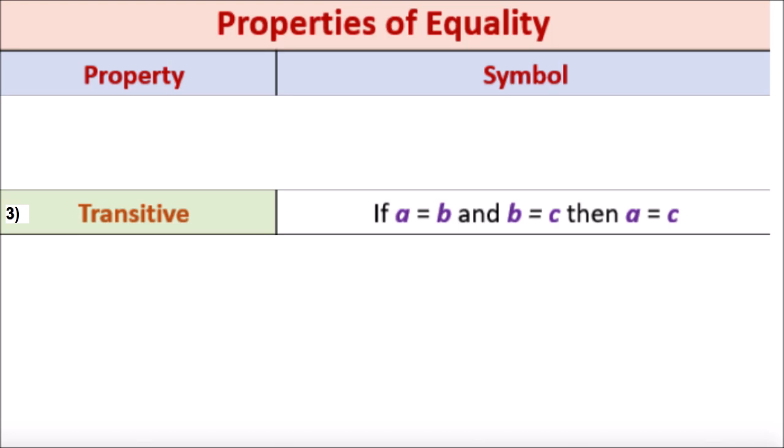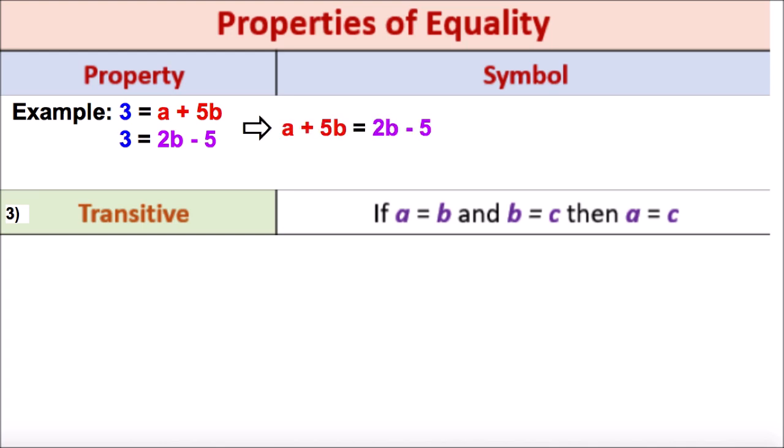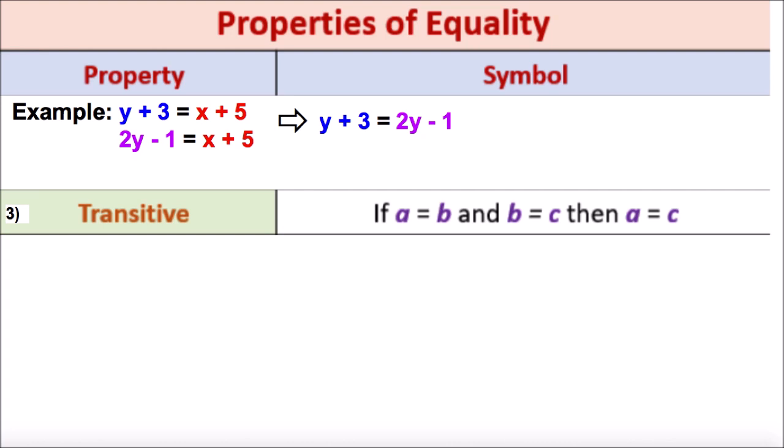Third, we have the transitive property, which states that if A equals B and B equals C, then A equals C. For example, 3 equals A plus 5B. 3 also equals 2B minus 5. Therefore, A plus 5B equals 2B minus 5. Another example would be that if y plus 3 equals x plus 5, and 2y minus 1 also equals x plus 5, thus y plus 3 equals 2y minus 1.